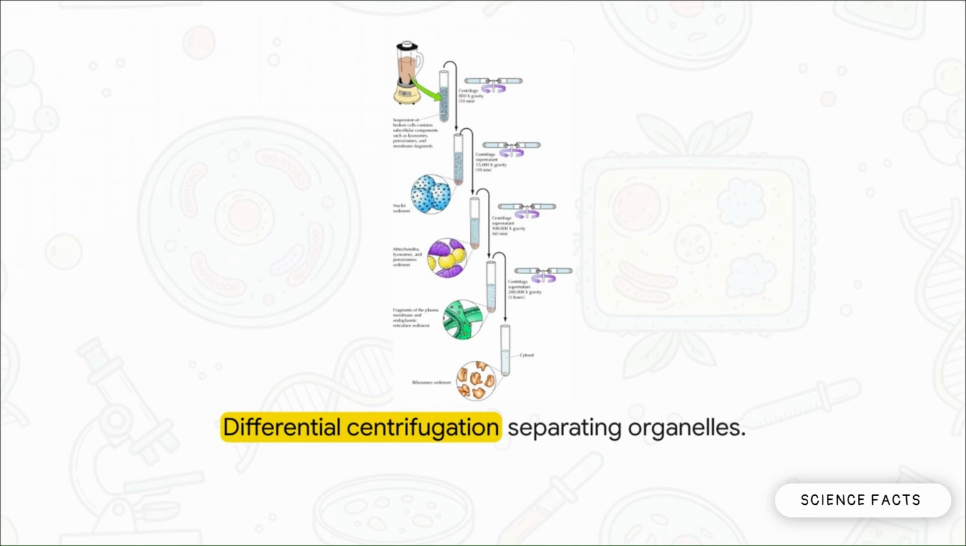By spinning this soup at progressively higher and higher g-forces, we effectively sort the factory entirely by size and density. A spin at 800 times gravity, that pulls down the heavy, dense nuclei. Then we take the leftover liquid, the supernatant, and spin it way faster at 15,000 times gravity to isolate the mitochondria and lysosomes. We can even ramp this up to a staggering 100,000 or even 200,000 times gravity to isolate tiny membrane fragments and ribosomes. This is absolutely essential for modern biology because it lets us test the specific chemical functions of isolated organelles without the rest of the cell getting in the way.